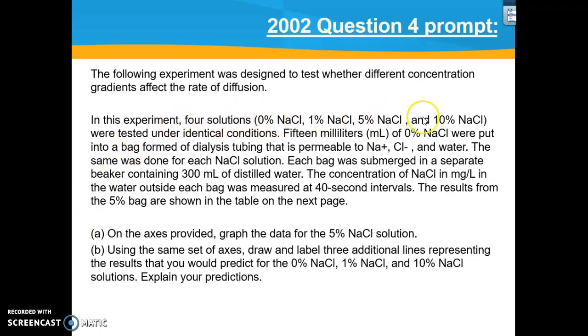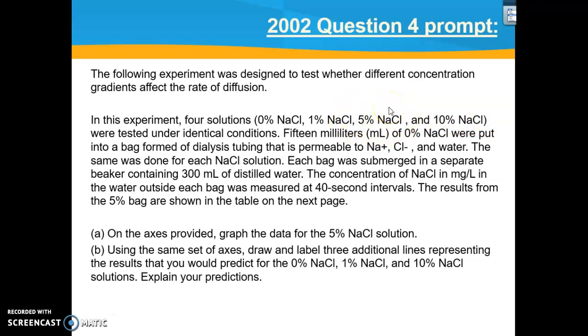We were using 4 different solutions, and each of those solutions was put into a different dialysis tubing. So this was put into a tubing, this was put into a tubing, they were all separate. And then they were submerged in a beaker containing water. Then they talk about measuring the amount of sodium chloride in the water outside the bag. And then they tell you, but wait, we're only focusing on the results from the 5% bag. So we're ignoring these and we're ignoring this, and we're just focusing on what happened in this particular part of the experiment.